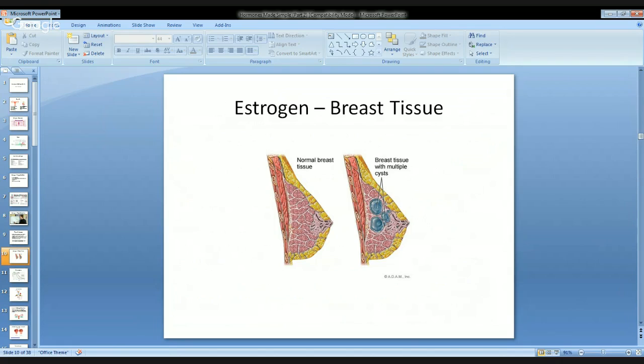Okay, so the breast. The breast size is controlled by estrogen. So women that have larger breasts have more estrogen. It's definitely a symptom of estrogen dominance, but not necessarily all the time. You can have small breasts and huge hips and be estrogen dominant.